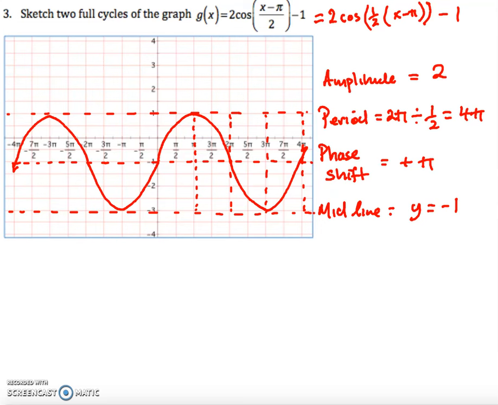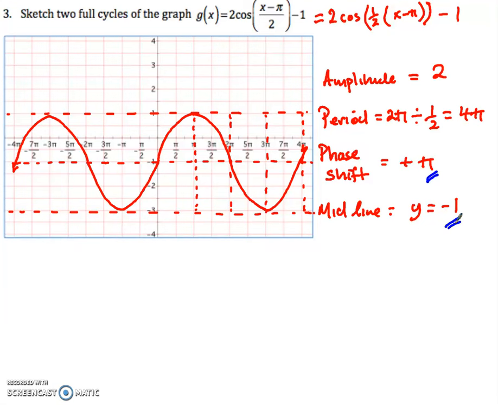Some of the key characteristics. First of all, we can see, because the leading coefficient is 2, that the amplitude has to be 2. We've got that value of 1/2 just there outside the parentheses, so we can see that the period now has to be 2 pi divided by 1/2, which is 4 pi. And then you can see that the phase shift, which is really the horizontal translation, we're going to move to the right pi. And finally, the midline has to be the line y equals -1.